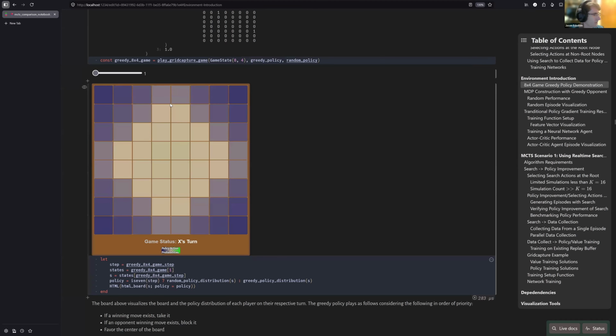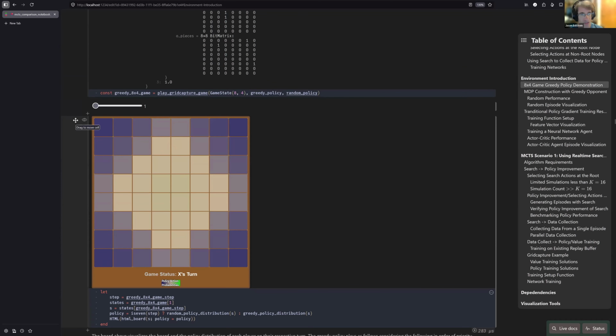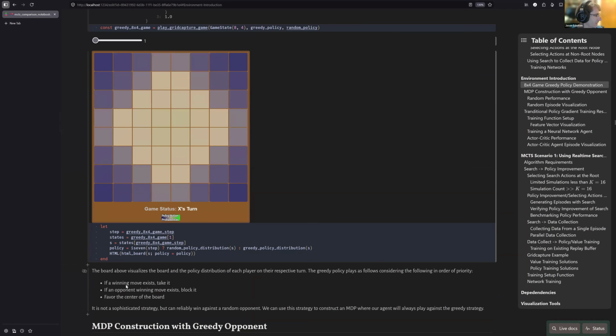Okay, so what's being shown here is the game board, but I'm also overlaying on the game board the policy function of the two players. So per turn, this is the starting turn, and here it's X's turn. Now, this game is being played between what I'm calling the greedy policy and a random policy. The greedy policy is just a name I've given to this particular strategy in this environment, and it works with this set of rules here. So it's a very simple heuristic strategy.